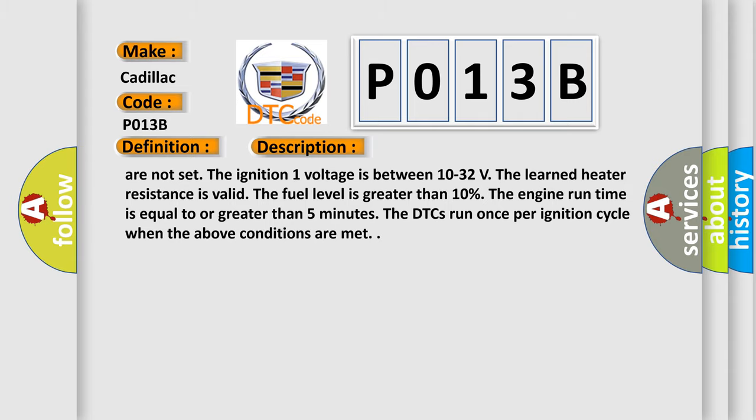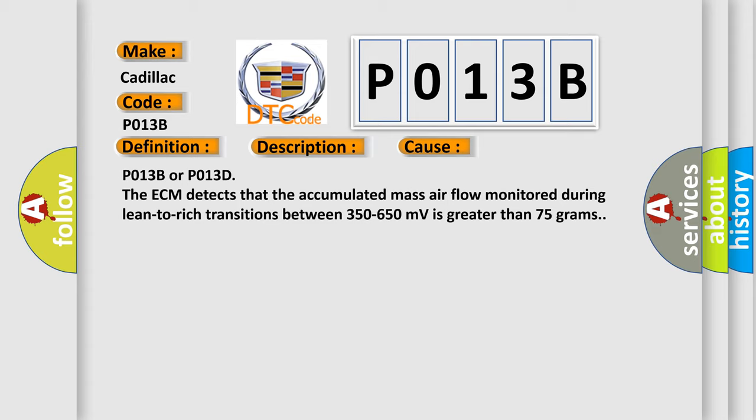This diagnostic error occurs most often in these cases. P013B or P013D: the ECM detects that the accumulated mass airflow monitor during lean to rich transitions between 350 to 650 millivolts is greater than 75 grams.